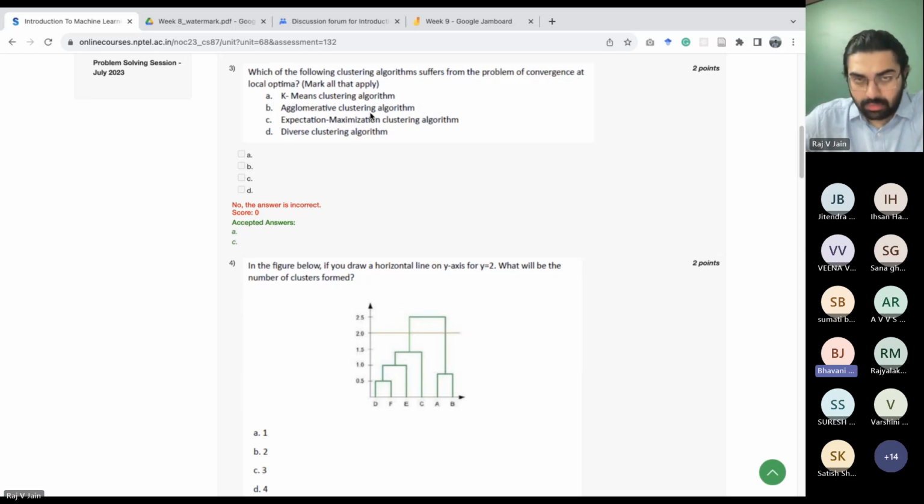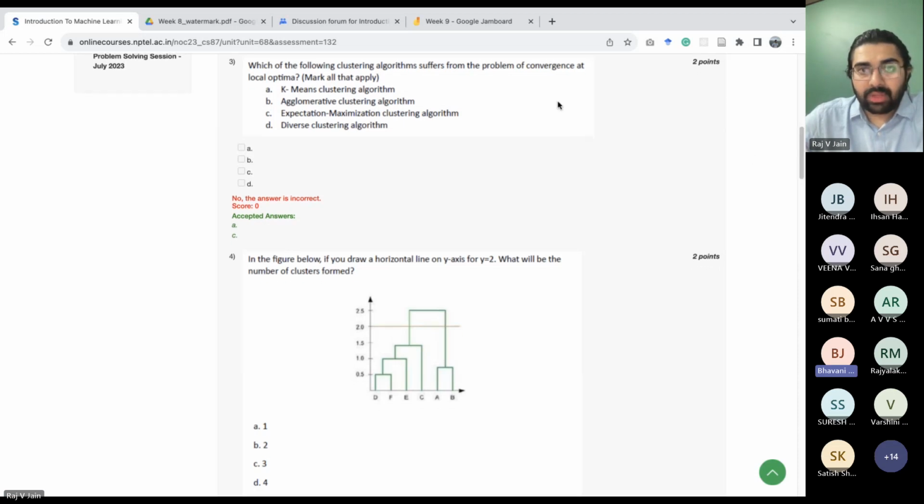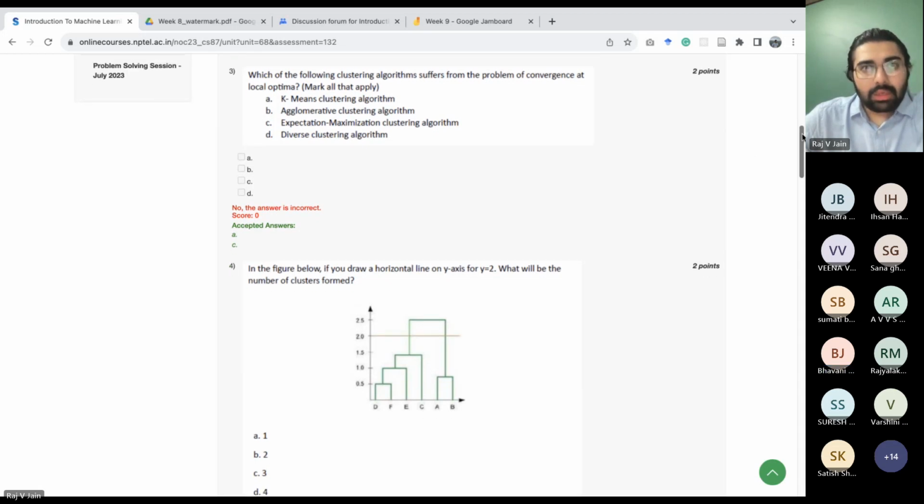So you mentioned that for clustering, the problem of convergence at local optima is there for k-means and expectation maximization. But for agglomerative, you will have a global optima problem. Is that, but global, you'll always have a global optima? You'll not have a local optima. Is that what you're saying?